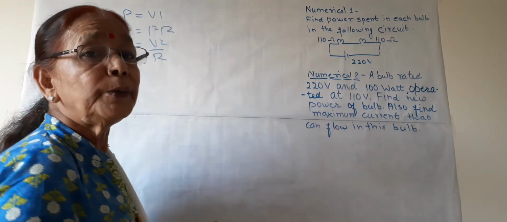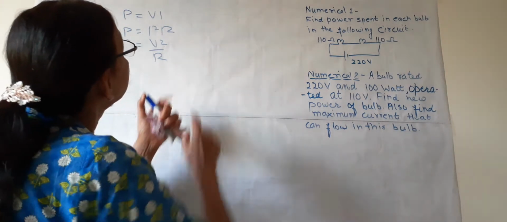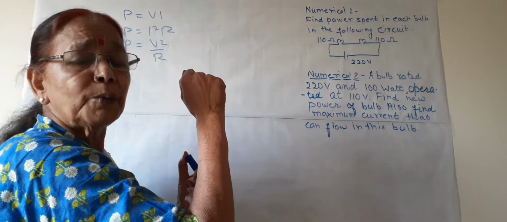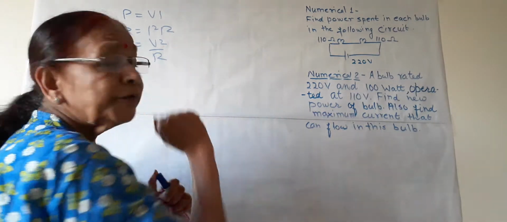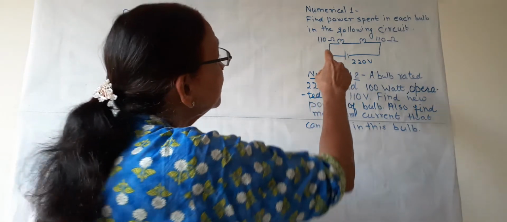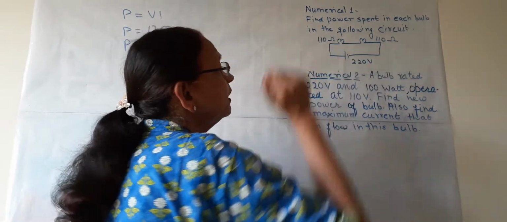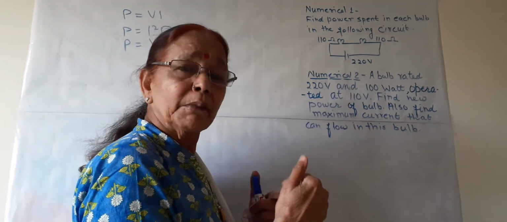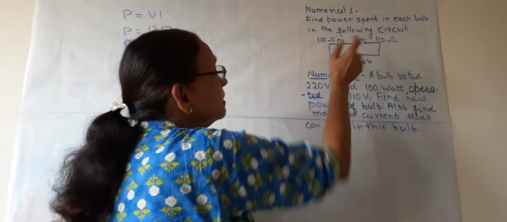Now we should know which of the formulas we should use. How will you discriminate between these three formulas? How will you recognize which formula is to be used? You see here. These two bulbs are in series connection. Can you see? These two are in series connection.